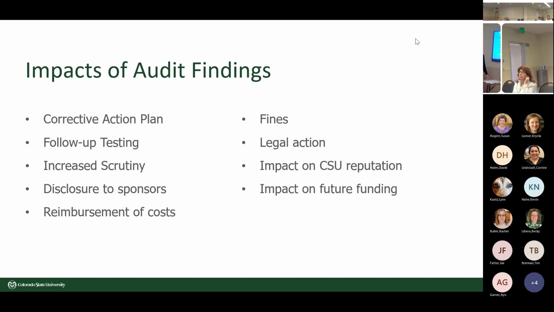So one thing to really consider and think about is that the funding is provided to CSU. The funding is not provided to PIA or PIB. The funding is to CSU. So if there is an audit finding because somebody didn't do their job in Department Q, we are all impacted by that and everyone's funding is in jeopardy.